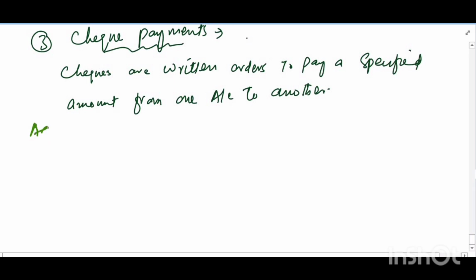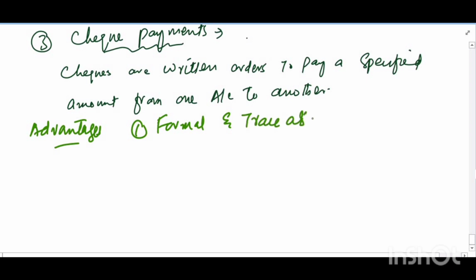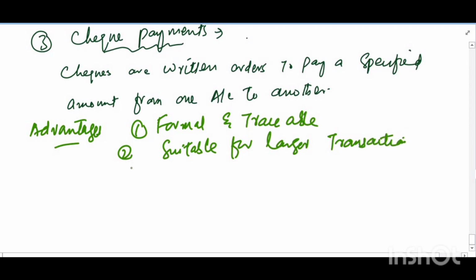Let's talk about advantages. This is a formal and traceable method. The second advantage of this method is that it is suitable for larger transactions. Let's say you're paying in millions, so definitely use this method.